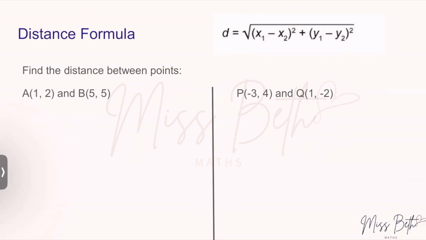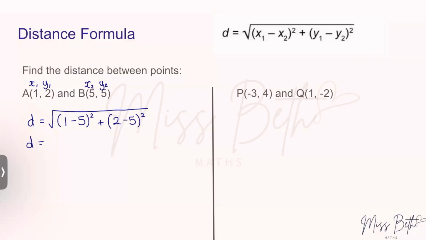So first thing you want to do again is label your coordinates. So x1, y1, x2, y2. Trying to find the distance, so we have d is equal to the square root. Then it says x1, so that's 1, subtract x2, which is 5, all squared, plus y1 is 2 minus 5 all squared. I'm just going to keep showing all of the steps of working here. So let me simplify a little bit.